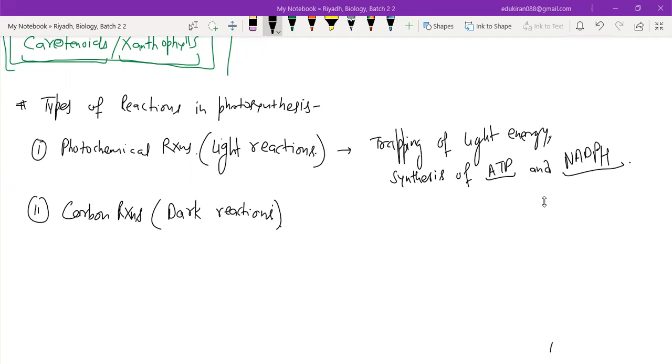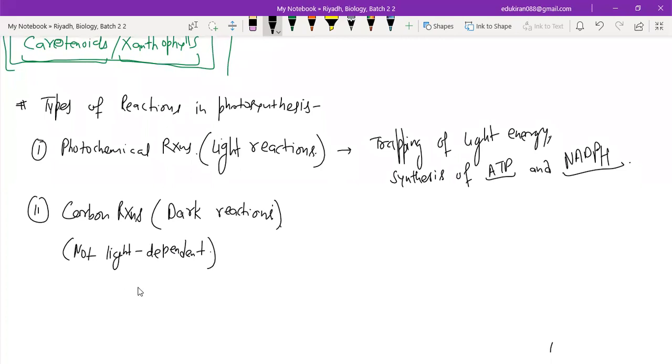Is it clear? The second type is called carbon reactions, or just opposite to it, by convention they are called dark reactions. But this does not mean that they happen in the dark. This means that they are just not light dependent. So write it down. They are not light dependent. So they can happen anytime. Is it clear? During the day also and during the night also. Is it clear, everyone? Yes, sir.